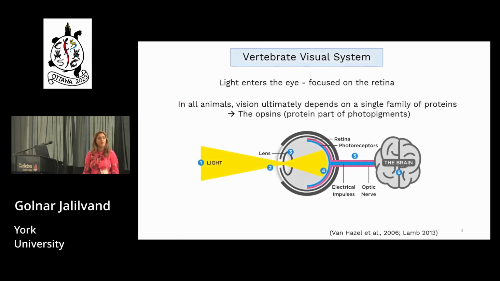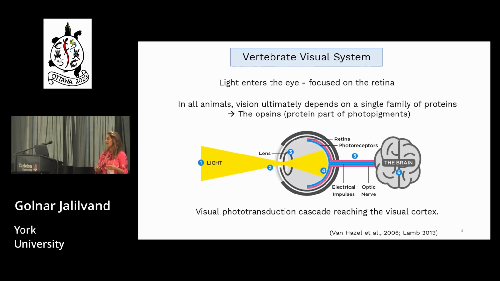How vision works: when light enters the eyes, it is absorbed by photoreceptor cells. Opsins, which are a very important group of proteins for vision, are in the membrane of these photoreceptor cells' outer segments, and they change their structural conformation by responding to the light. These changes create a visual phototransduction cascade reaching the visual cortex in the brain, which translates the visual data from the external world inside our brain.